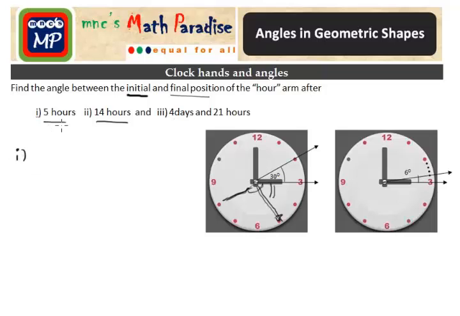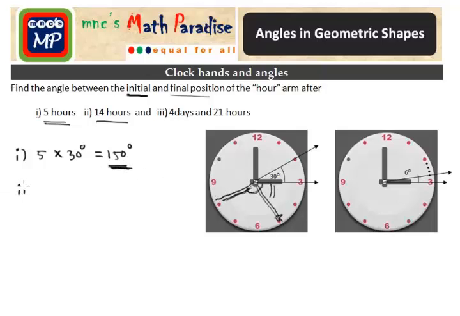For the first problem it is 5 hours. Here it is not rotating fully, so the angle will be easy. For each hour, the hour clock moves 30 degrees. So for 5 hours it will be 5 times 30, that is 150 degrees. This is the angle from here to here, for 5 hours. So after 5 hours the angle between its initial and final position will be 150 degrees.